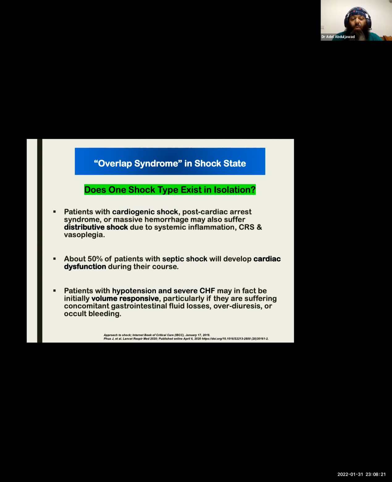Patients with hypotension who have severe or advanced heart failure may, in fact, be volume responsive because they are depleted because of overdiuresis. He has cardiogenic shock, but at the same time, because of the overdiuresis, he's hypovolemic, especially if the patient has overdiuresis or GI losses like diarrhea or occult bleeding.